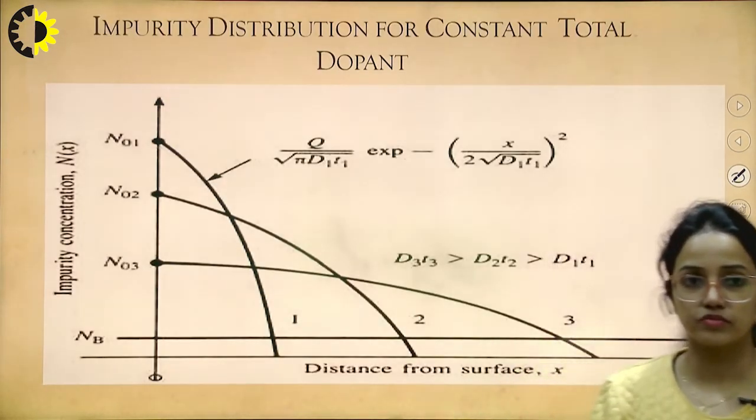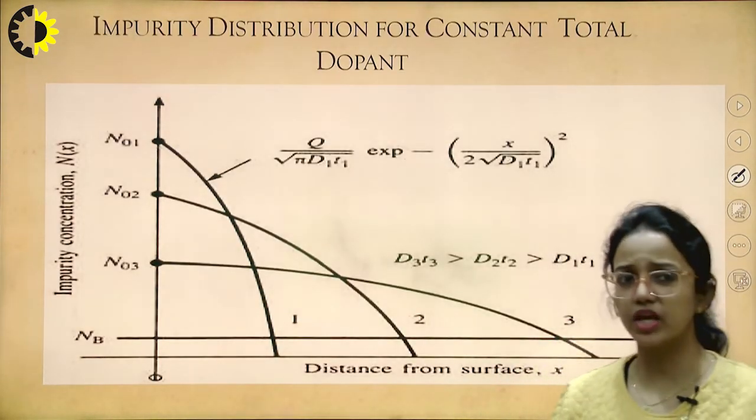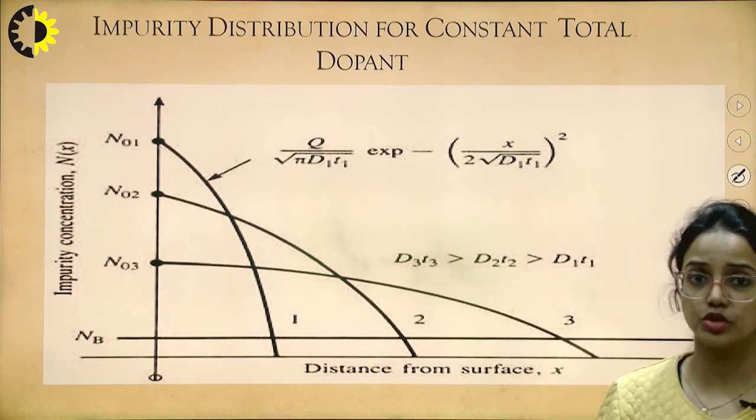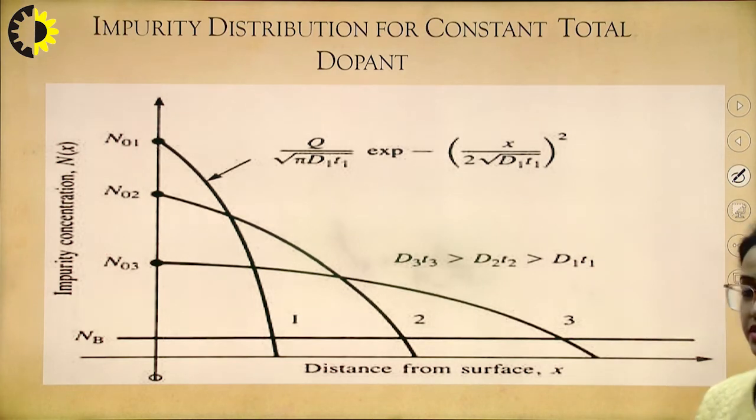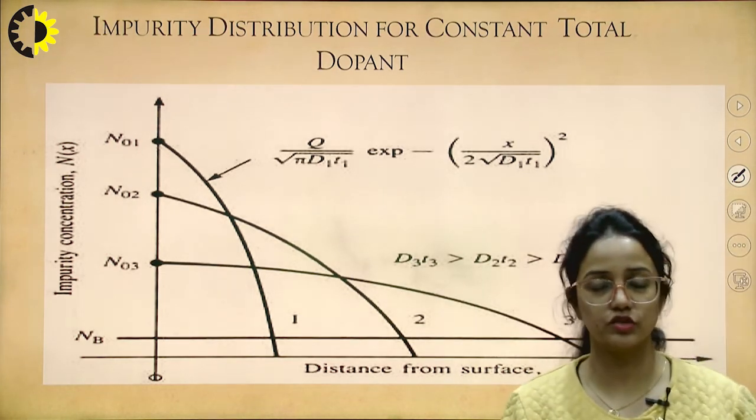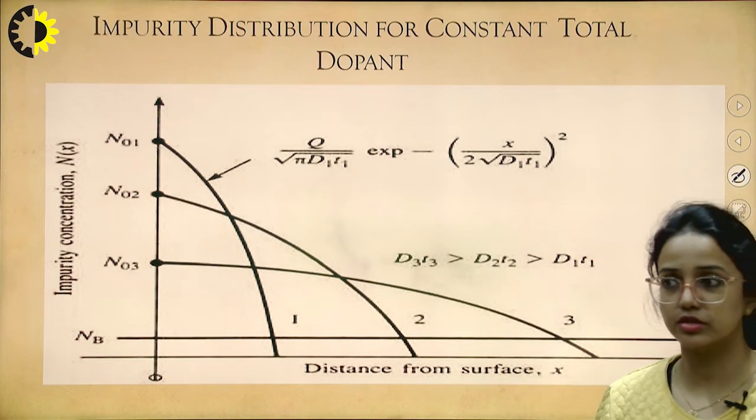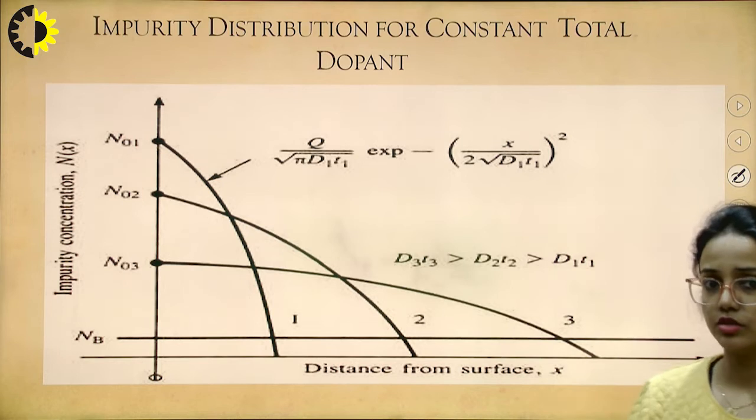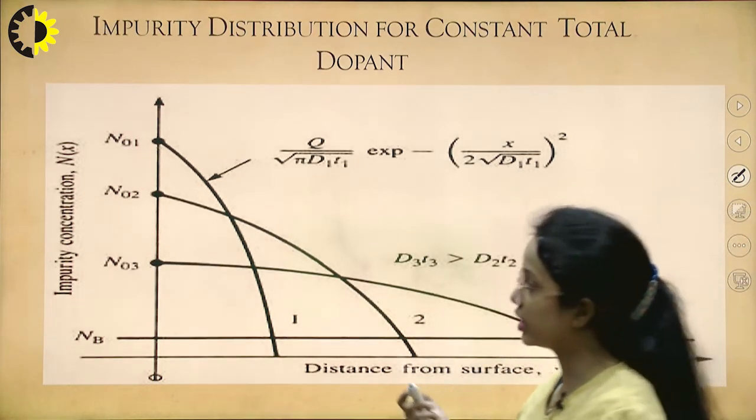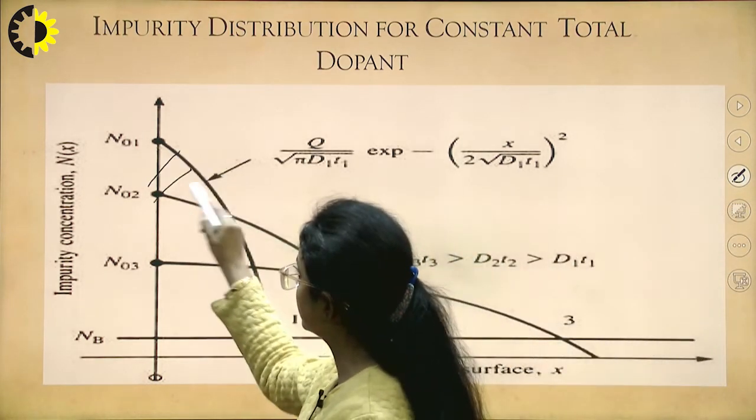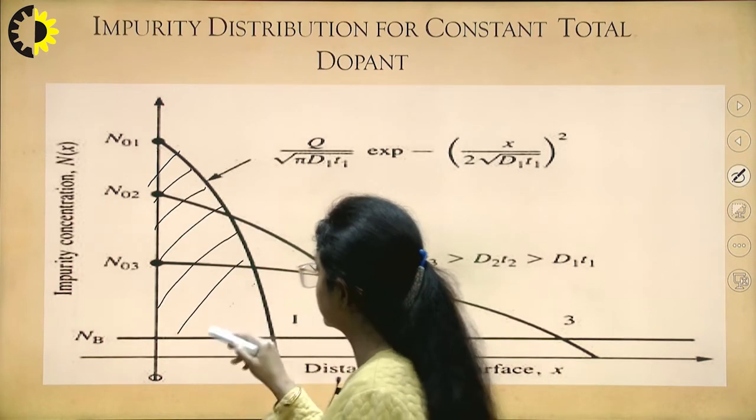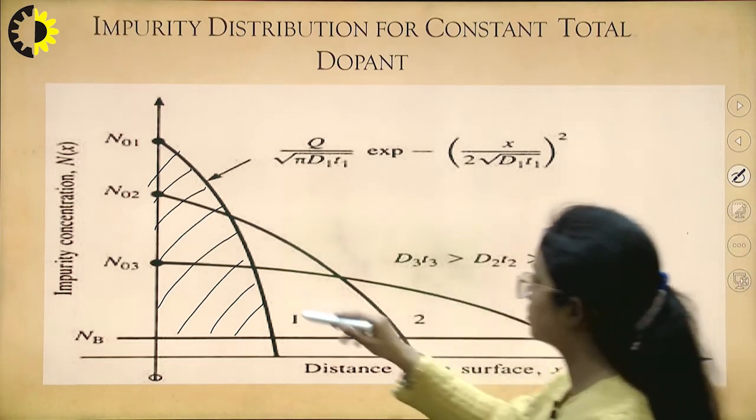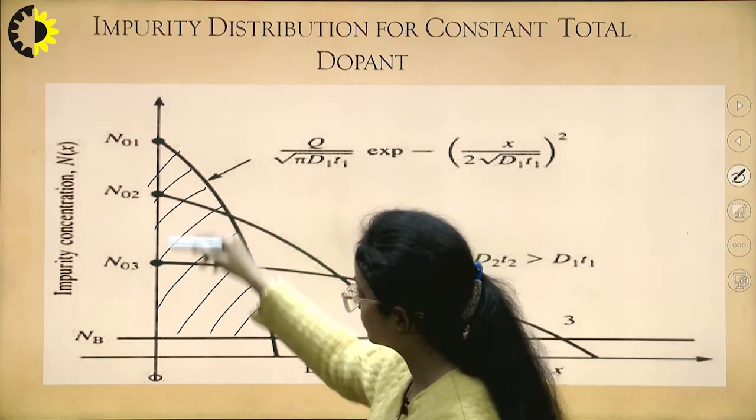Next we can see a similar curve, but this time we have the impurity distribution for constant total dopant. Previously, the amount of foreign material we were adding was not controlled. Here we can see that the area inside all three curves, let's say this is curve 1, let me use a different color, let me have this one.